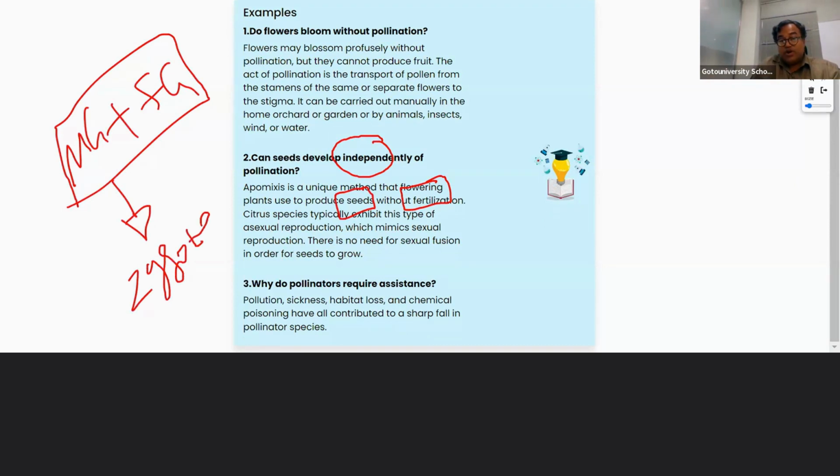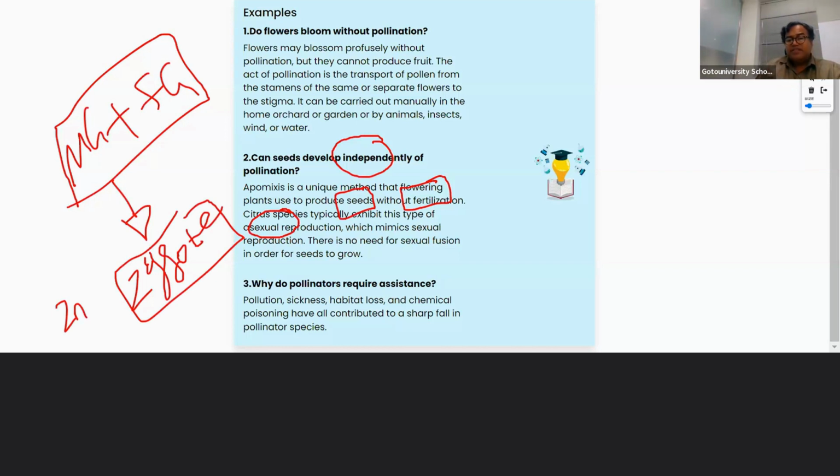The zygote I can't call an embryo, but instead I can say the developing embryo is also symbolized as 2n. The 2n or zygote is also called the developing embryo. Normally it is a product of fertilization, but here zygote formation happens without fertilization, right? So this is a type of asexual reproduction, right?